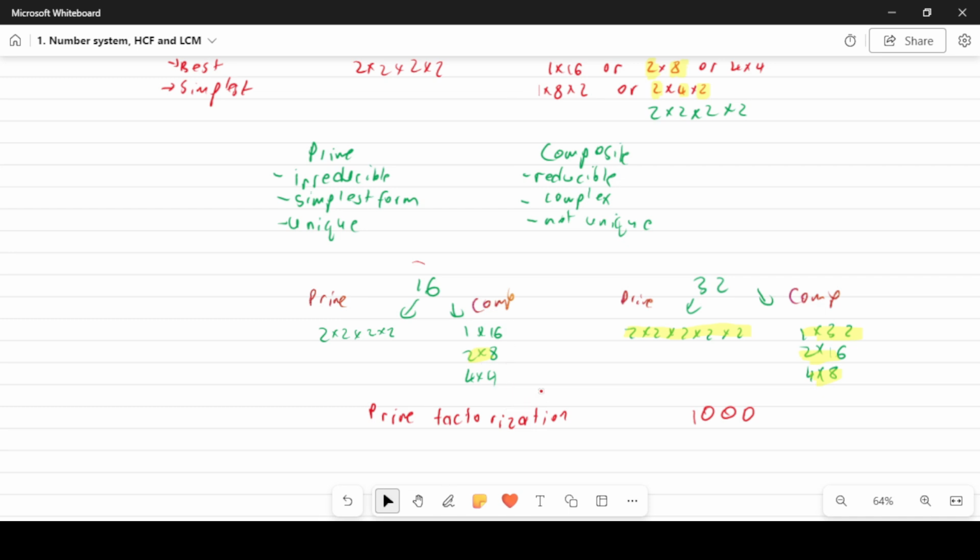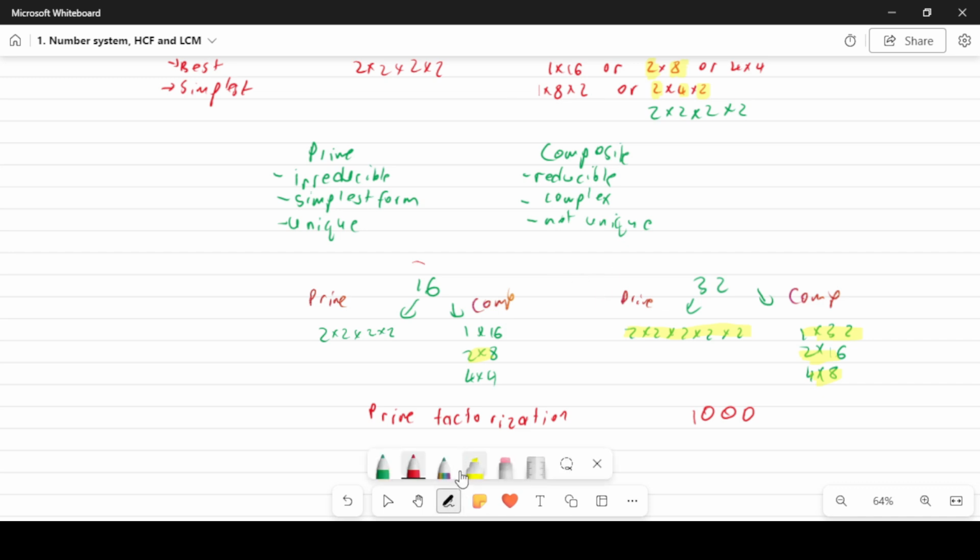Okay, write this down. Every composite number can be expressed as a product of prime numbers, which is known as prime factorization. Since prime numbers themselves are in their simplest form, using them to represent composite numbers helps us to compare them. This is exactly what I just explained here with these two numbers.